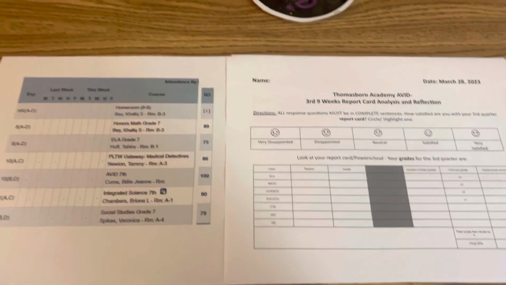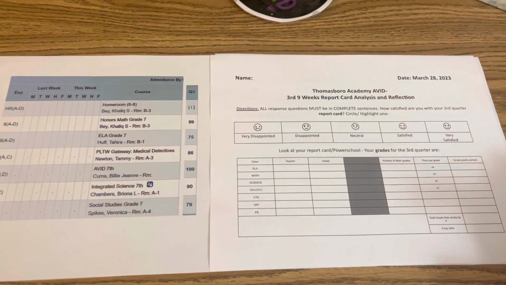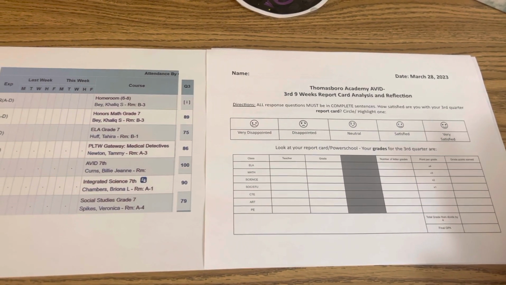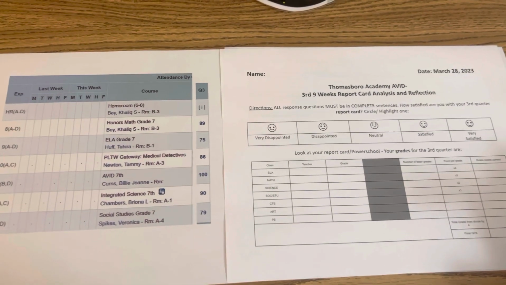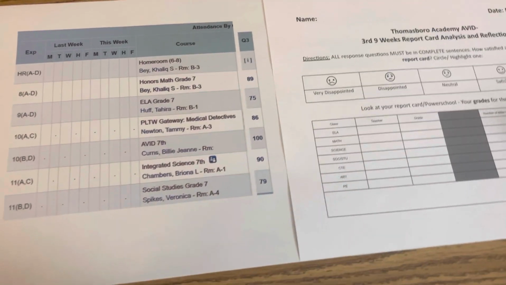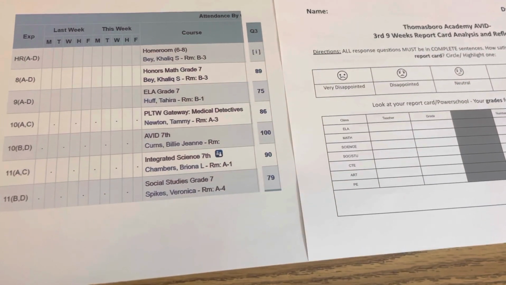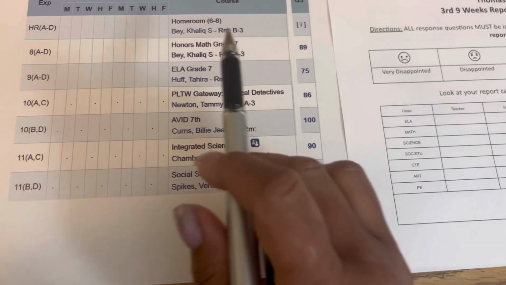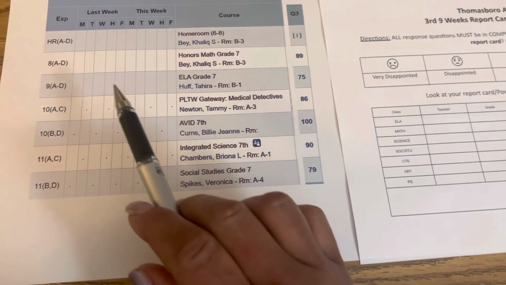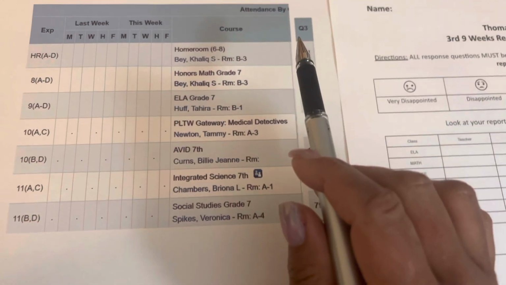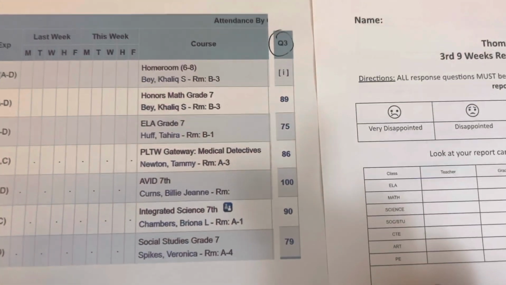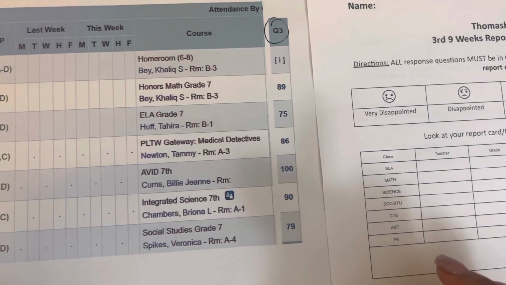Good morning, everyone. Today you are going to work on your third quarter report card analysis and reflection sheet. And I'm going to show you how to walk through this. The first thing you need to do is get on PowerSchool and pull up your grade. Your grade report should look like this. We're going to be looking at the third quarter marking period, so make sure you see the Q3 on there.